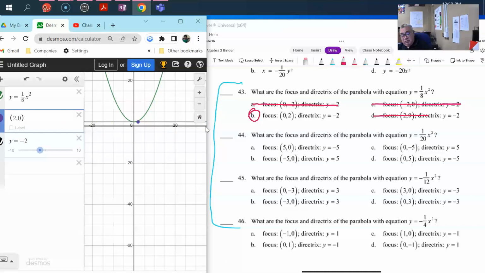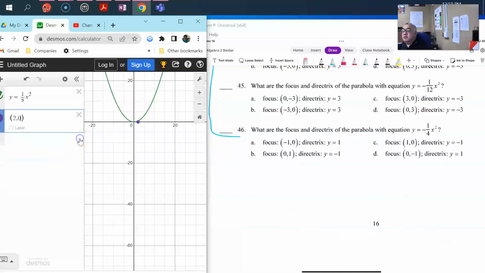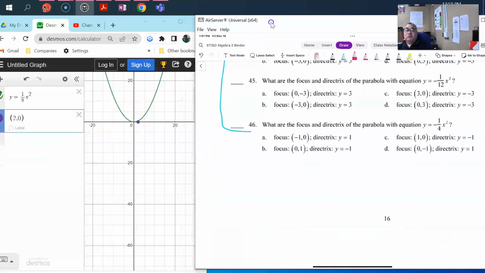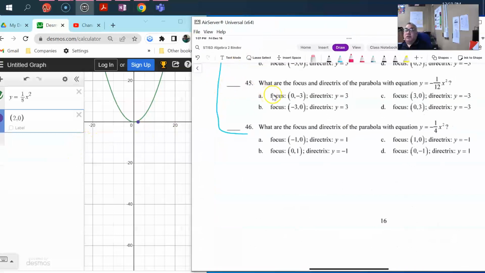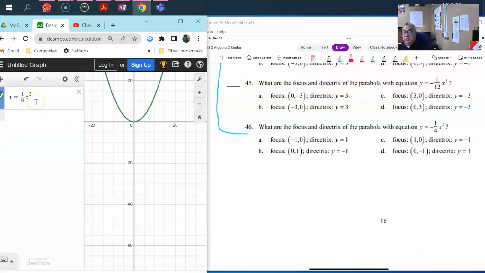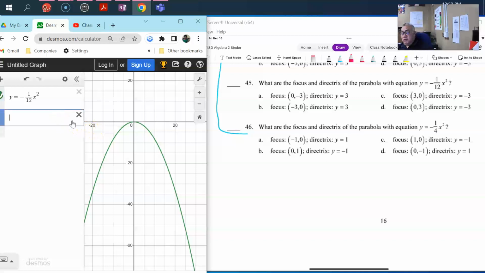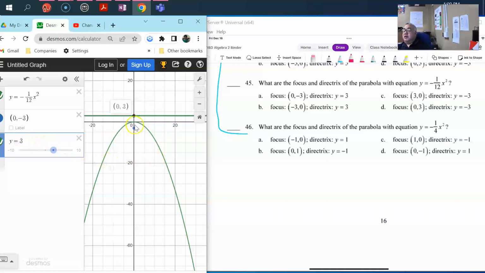So your answer is, okay, 45. You can use the Desmos application to figure out the answer to 45. It says, what are the focus and directrix of the parabola with the equation? So I have a 12 here, and this is negative. So now I'm going to go ahead and type in 0, comma, negative 3. Well, that could be it. So we have y equals 3. So the distance from here to here looks like the same distance, and it is. So we say that for 45, the answer is A.